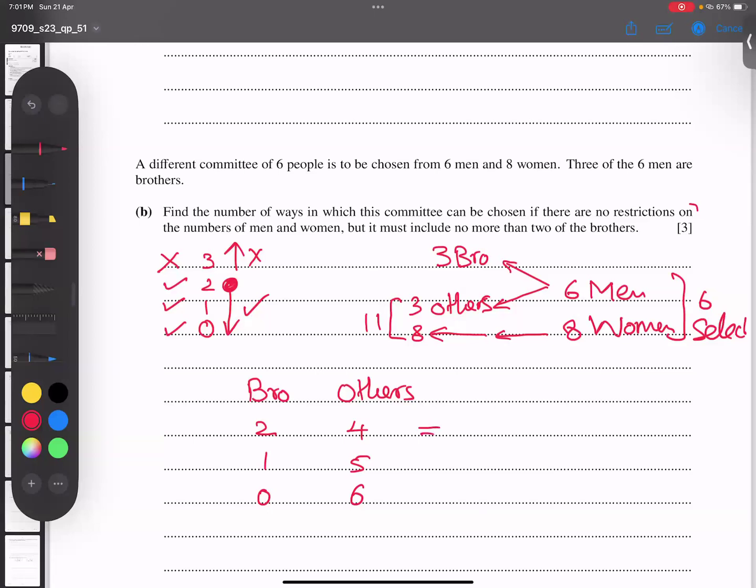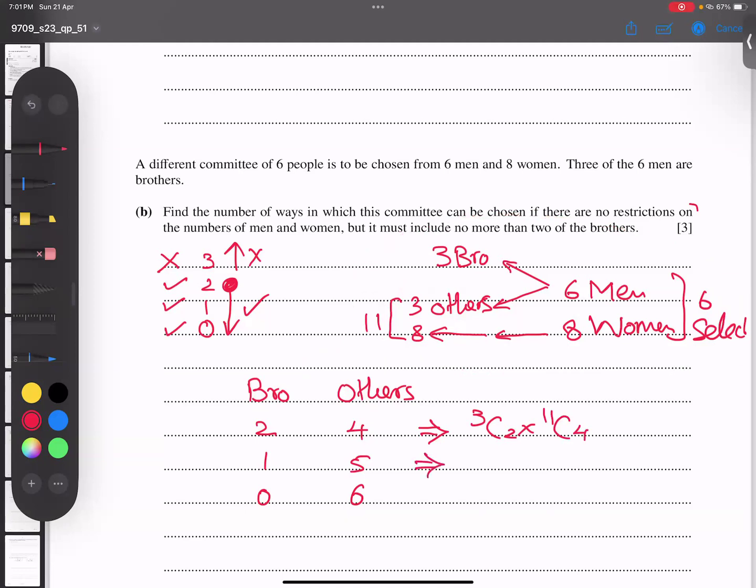Now, how to fulfill the demand? From 3 brothers, I need 2, so 3C2. And from these 11, I need 4, 11C4. This kind of work will help you a lot.